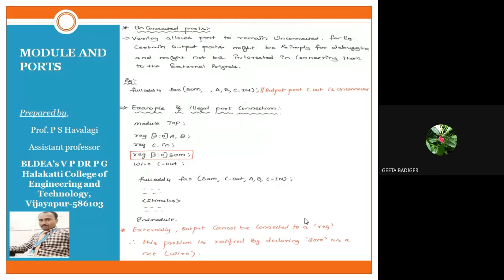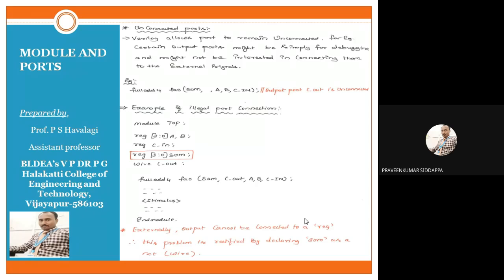Unconnected. So here we are writing the test bench. Whenever we are writing the test bench, inputs should be declared using reg, but outputs should be declared using wires. Just as we have discussed, whatever outputs are there in your code should be declared using wires.